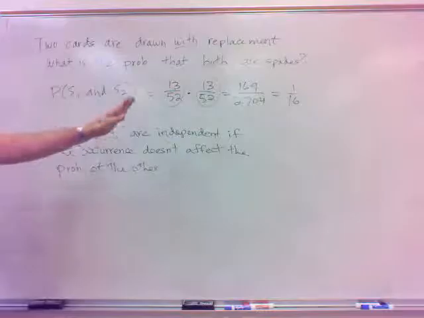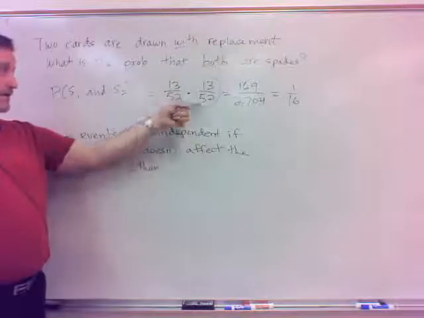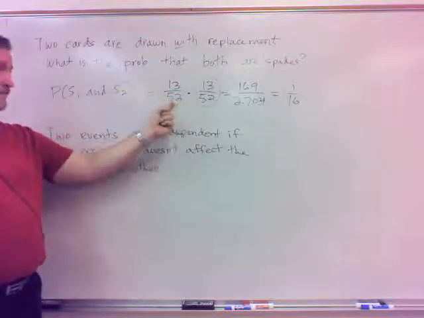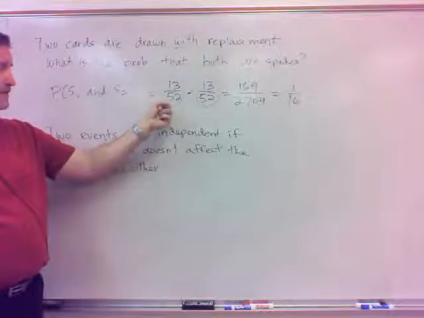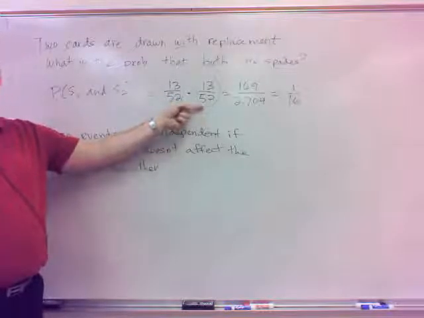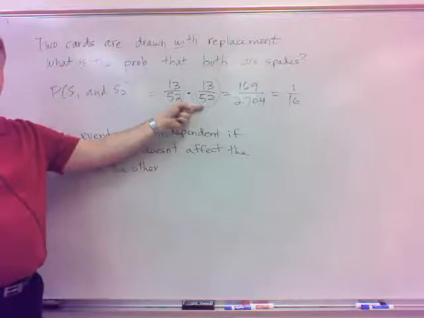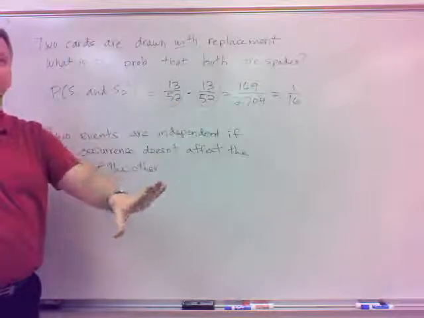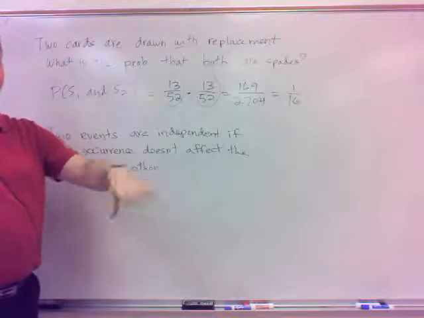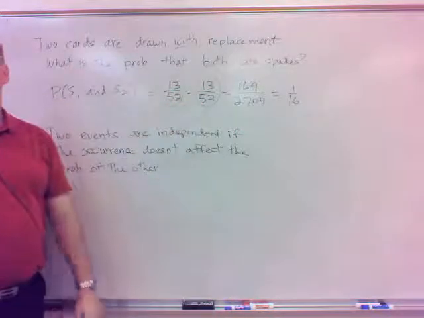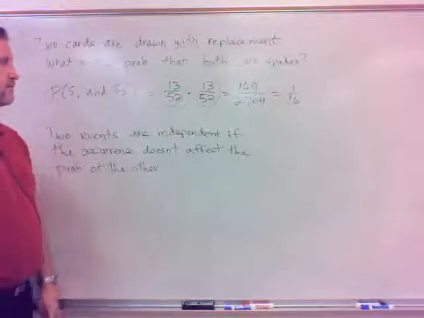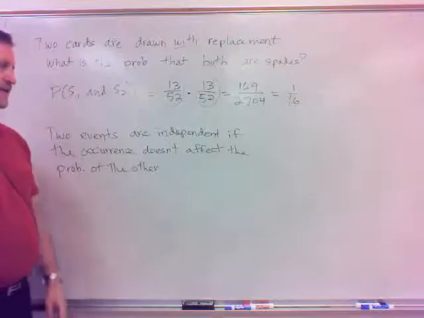Isn't that what happened here? I did draw a spade on the first, or I thought about it. If I think about drawing the spade on the first, that in no way affects the spade on the second, does it? It doesn't affect it because it's with replacement. So the occurrence of the spade on the first didn't affect the probability of the spade on the second. So that's what we're talking about, independent events.